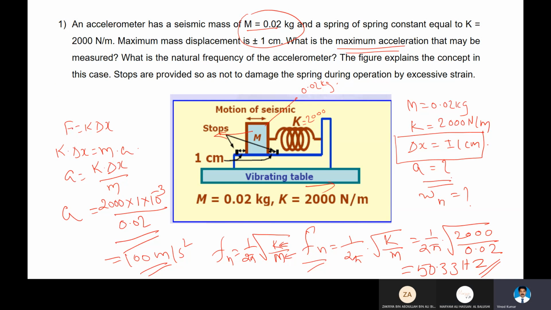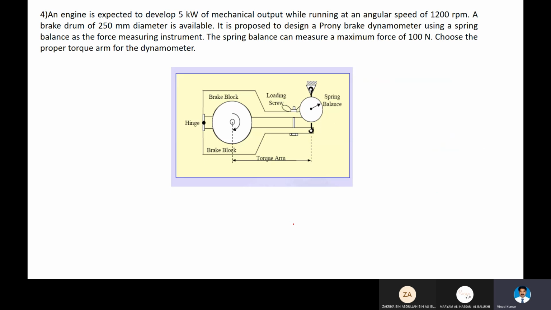So this is very simple. Force is equal to K times delta X. This is based on springs. K delta X equal to mass times acceleration. From here we can calculate acceleration as K delta X over M. K given, delta X is plus or minus 1 centimeter, divided by M equal to 100. Natural frequency is 1 over 2 pi square root of K by M. So from here we get the natural frequency. This is all about this question.